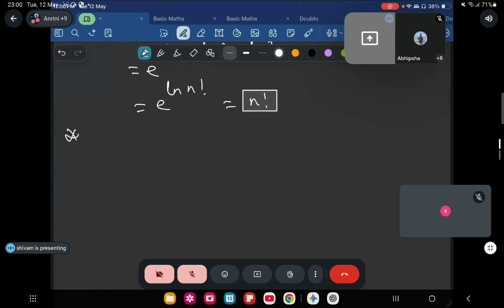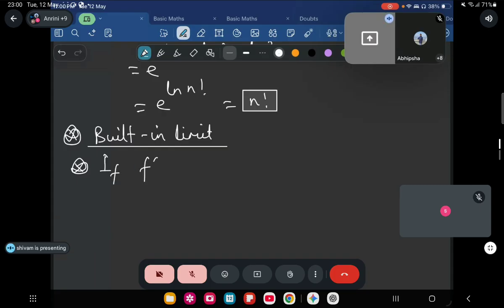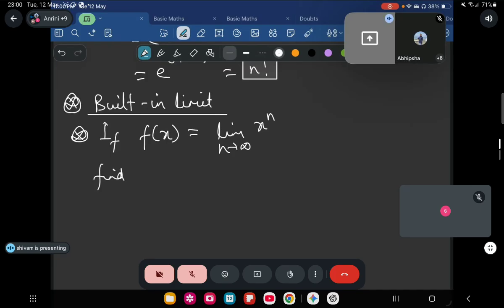Pay attention, everyone. Our next concept is built-in limit. So what is the concept behind built-in limit? Pay attention. So suppose f of x is given in terms of limits: f of x equal to limit n tends to infinity x to the power n. Everyone, if I ask you to find out f of half, what is f of half?